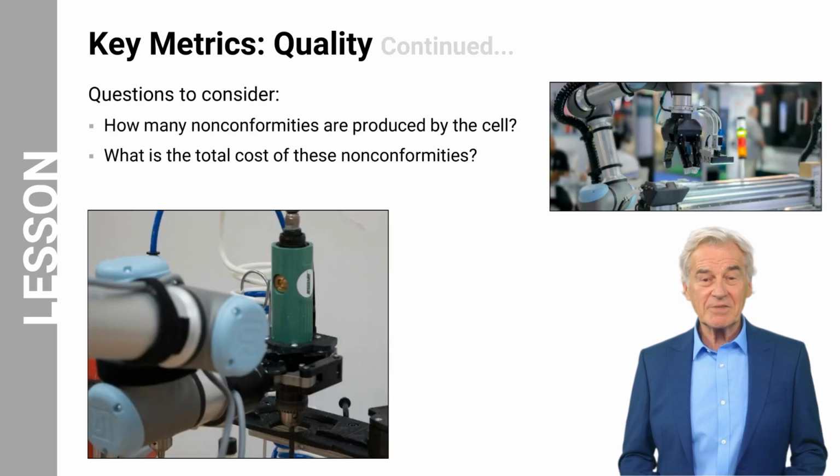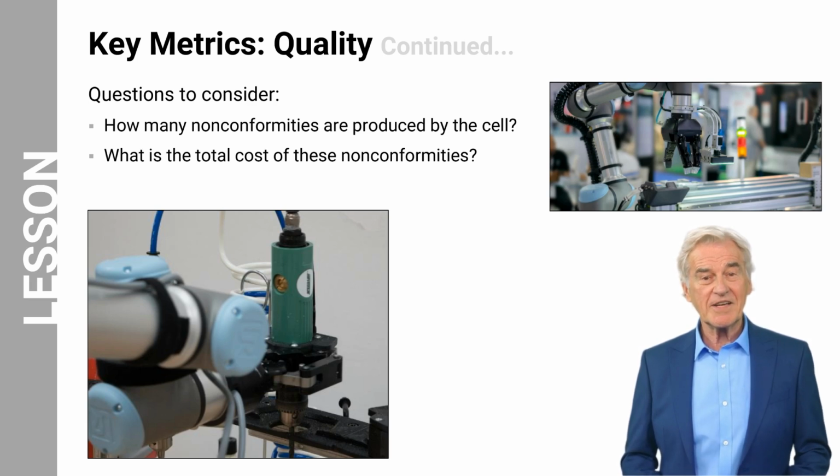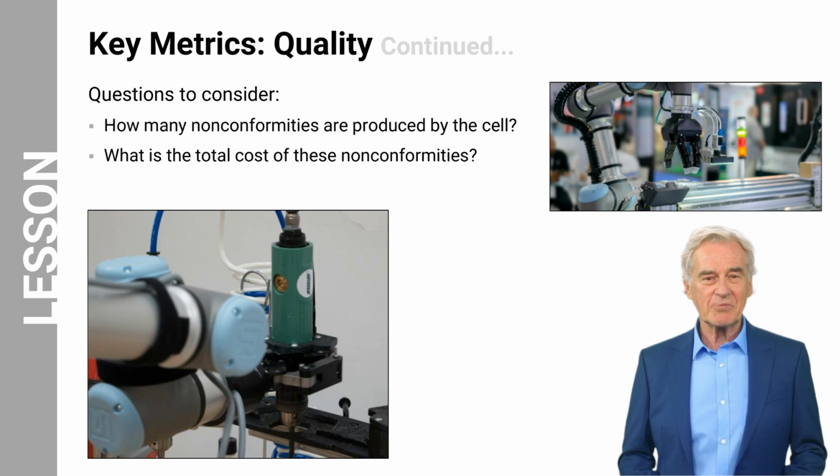Here are the 2 questions to be considered. Question 1. How many nonconformities are produced in the cell? This question helps track the quality control metrics by measuring the number of defective or non-standard products produced in a manufacturing cell. For example, if a cell produces 1,000 parts per day with 15 defects, this represents a 1.5% nonconformity rate. This baseline helps identify quality issues and sets targets for improvement through robotic automation. Question 2. What is the total cost of these nonconformities? This question quantifies the financial impact of quality issues.